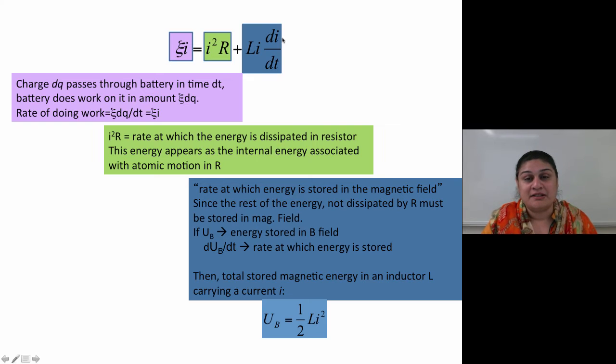The last thing here is the rate at which the energy is stored in the magnetic field, since the rest of the energy not dissipated by R must be stored in the magnetic field. If UB is the energy stored in the B field and dUB/dt is the rate at which this energy is stored, then the total magnetic energy stored in an inductor will be given by 1/2 L i squared. We don't need to worry about where these formulas are coming from. You just need to make sure that you know these formulas for the tests and the quizzes.